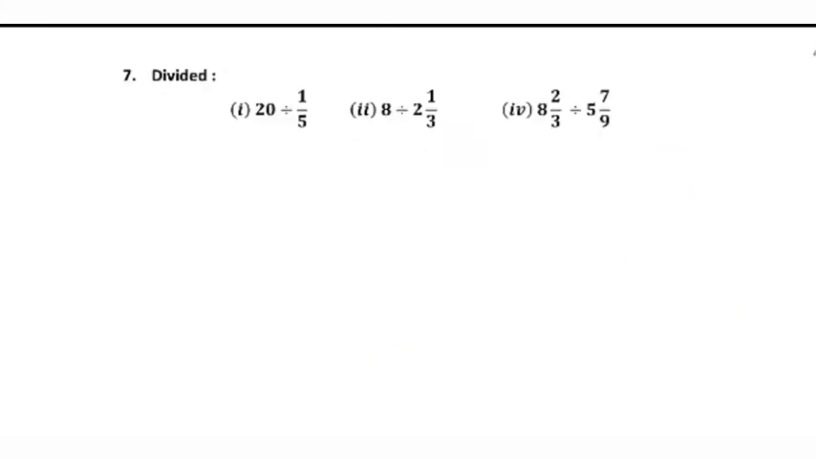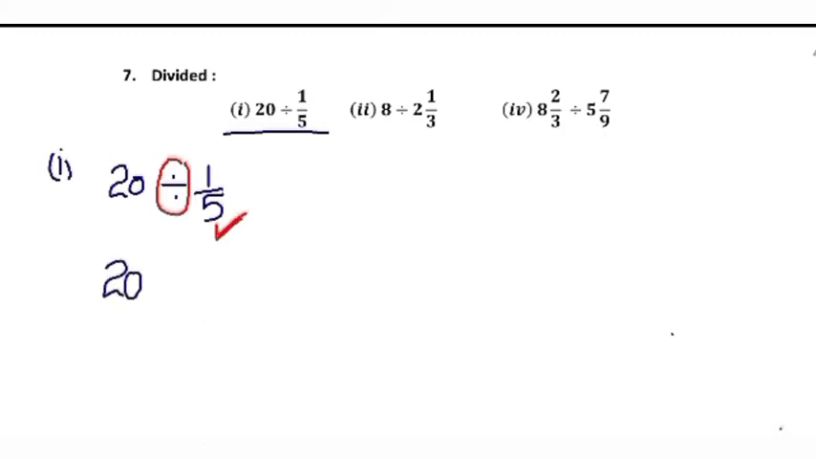Next question is divide, and its first part is divide 20 by 1 upon 5. Students, when you perform the divide operation in fractions, always remember one thing. While dividing, this division sign becomes the sign of multiplication and we write the reciprocal. See how we do this?